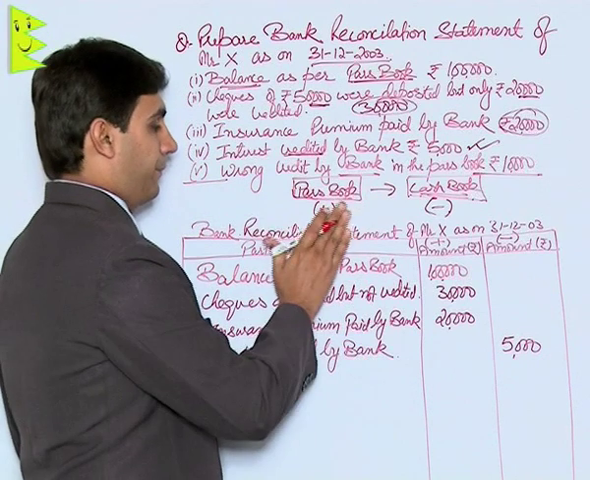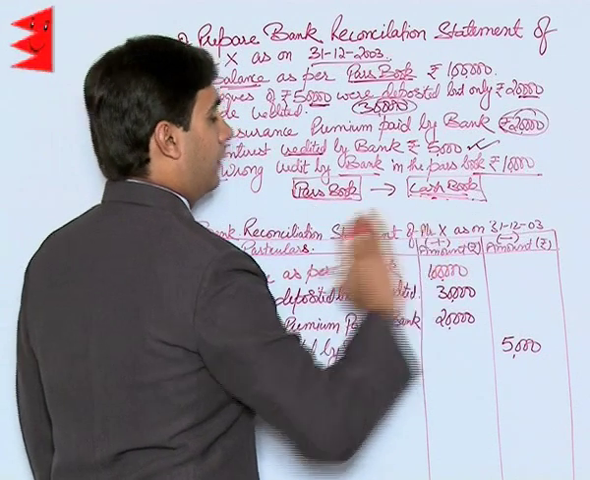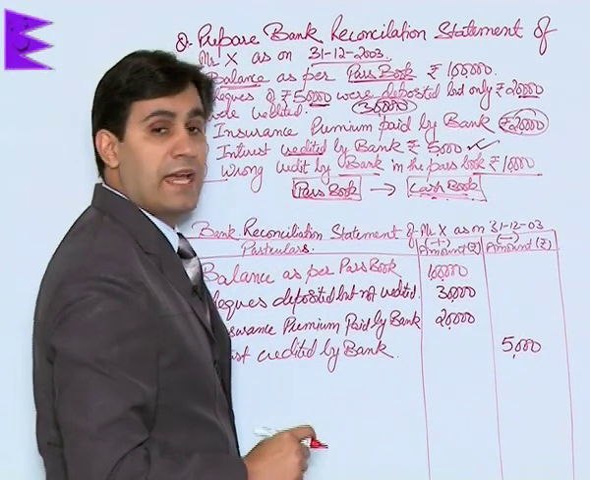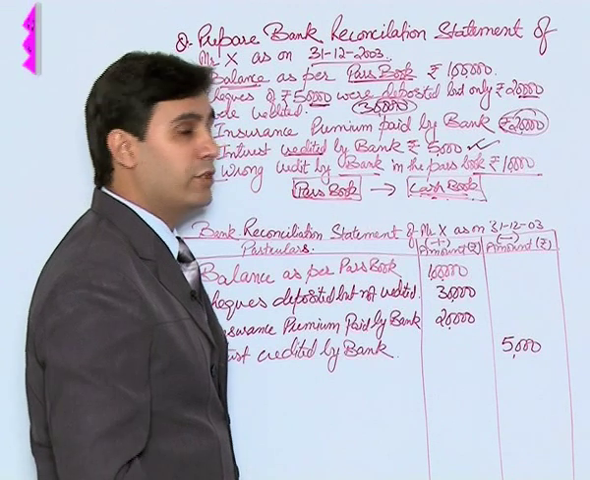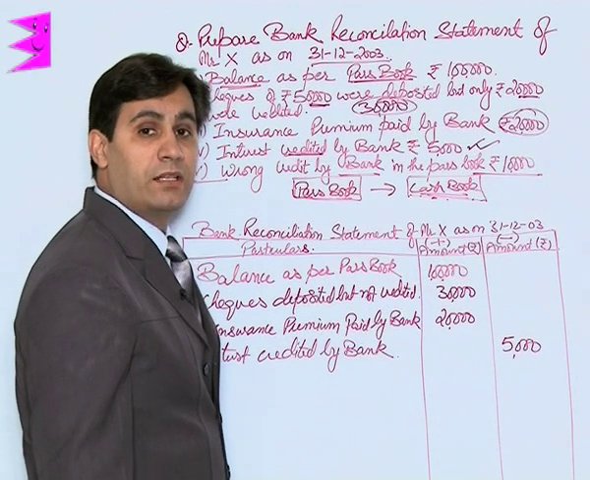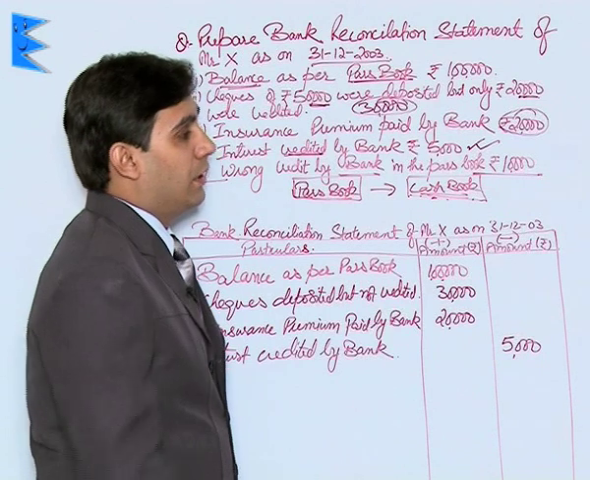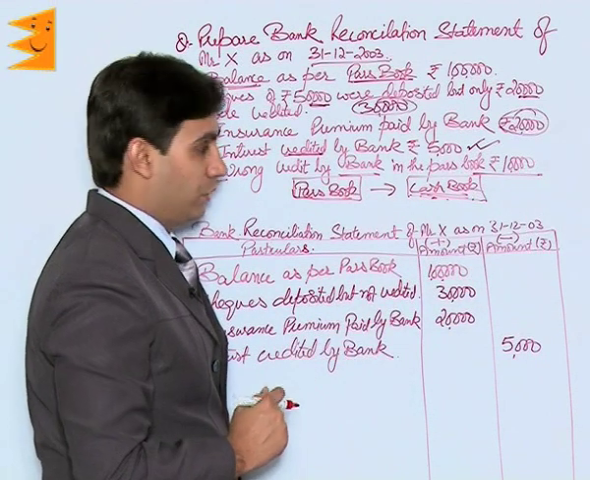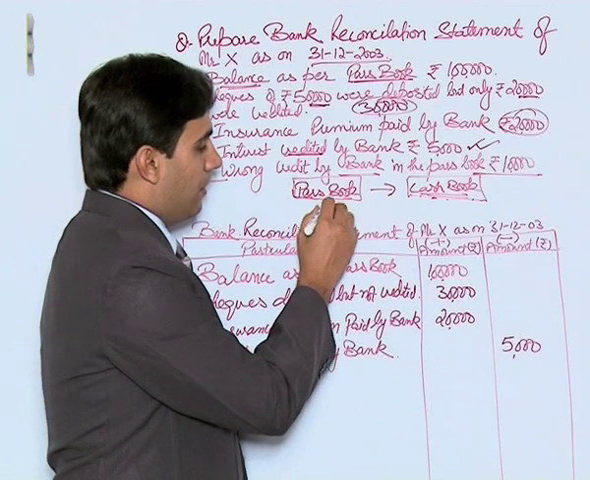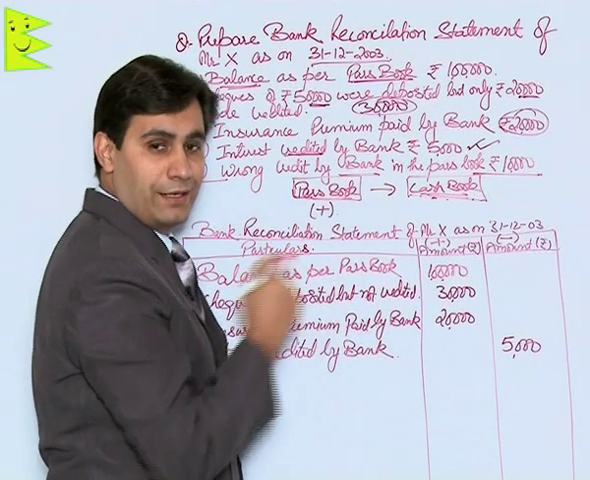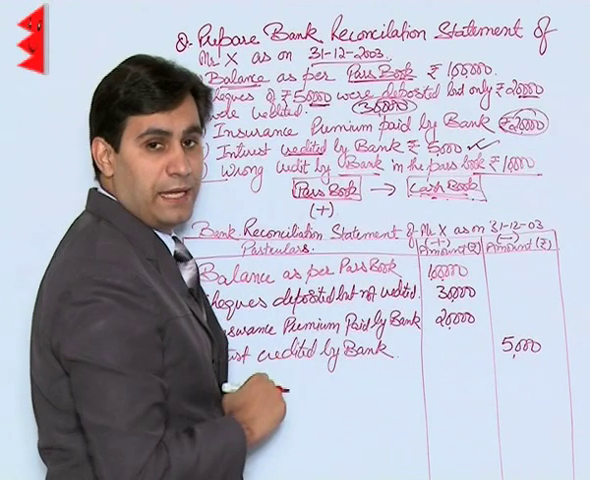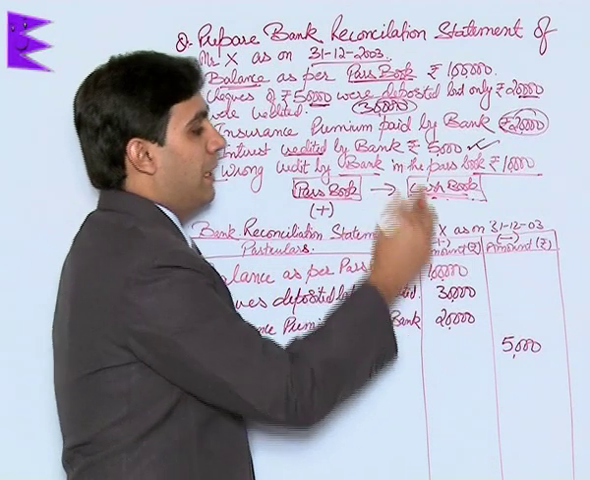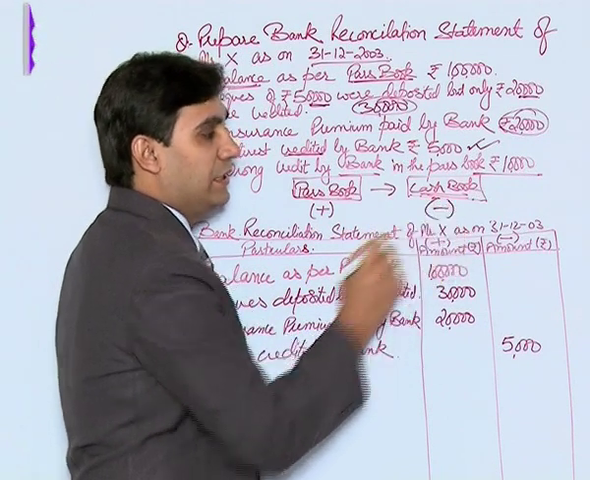Coming to the last entry, wrong credit by bank in the passbook. That means the bank has given a wrong credit in your passbook. This is an error committed by the bank. 10,000 rupees have been erroneously credited to your account. So by whatever method, even by error, your passbook has increased by 10,000. So a plus sign here, but there is no entry for this 10,000 in the cash book.